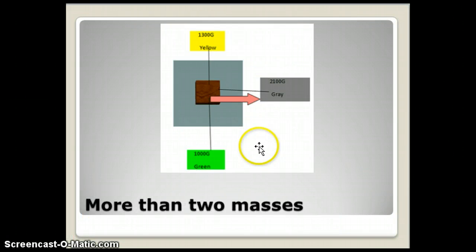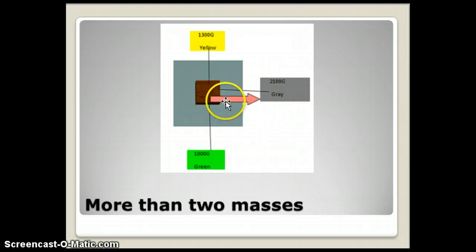Now in this example, we have more than two masses on three different sides of the block, with this pink arrow representing the net force, but that is incorrect. This net force will not go towards the highest mass. You have to consider again all the masses that are causing a force on this block. We have 1,000 grams pulling down, 1,300 grams causing a force to pull it this way in the up position, and then we have 2,100 grams pulling to the right.